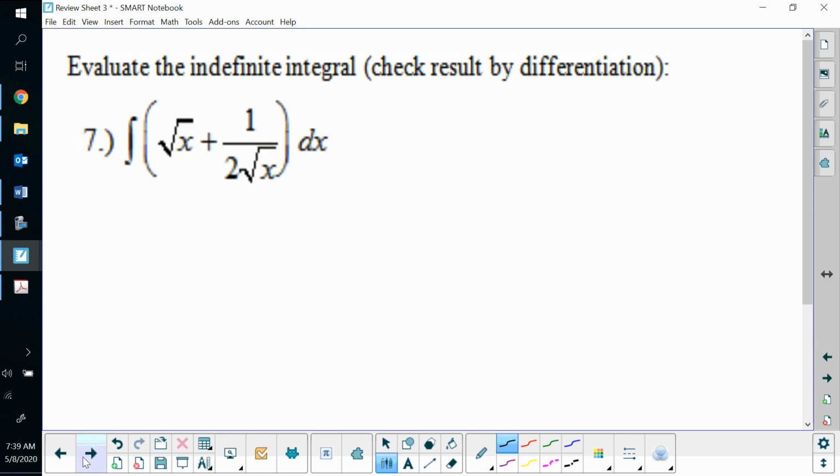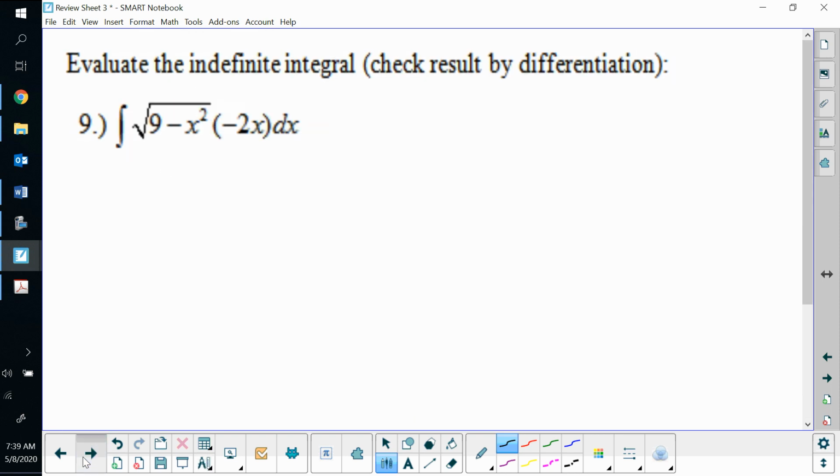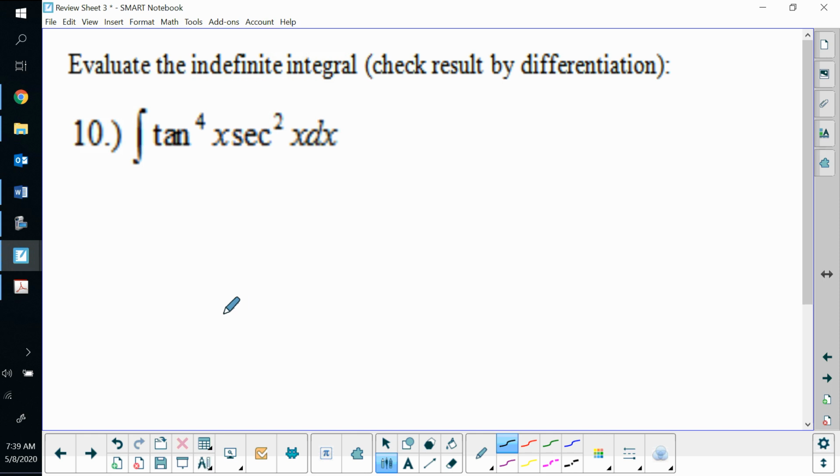Okay, the other one we're going to do is number 10. We've got two things that are inside functions here. Tan x is inside a raised to the fourth, and secant x is inside a squared. One of those two is going to be our u. Either u is going to be tan x or u is going to be secant x. When you have multiple options, you want to think about which one's derivative is also present. Remember, tan x's derivative is secant squared x, so that's the one that's going to work out nicely. So we're going to let u equal tan x.